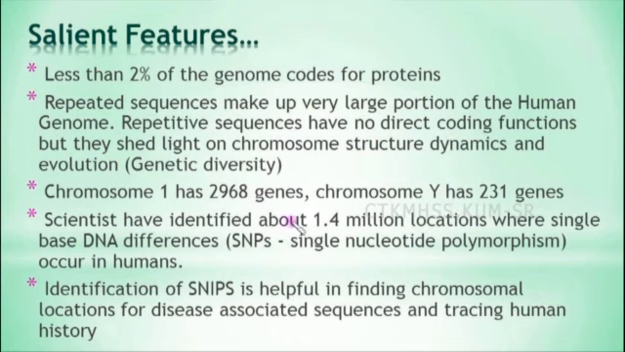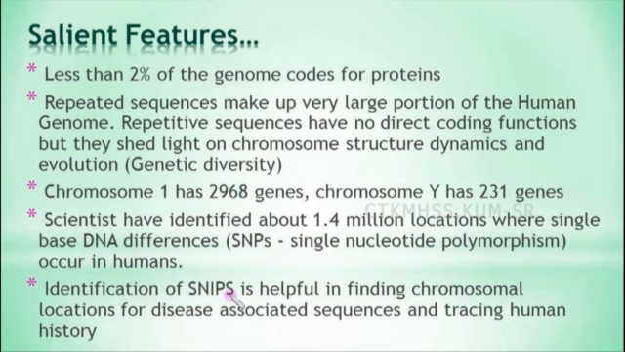Scientists have identified about 1.4 million locations where single base DNA differences, that is SNP, single nucleotide polymorphism, occur in humans. The single nucleotide polymorphism means the varying of one base. If one person has the sequence A, C, T, G, the other person may have A instead of C, which will be occupied by another base. So that one difference is called a single nucleotide polymorphism, that occurs in humans.